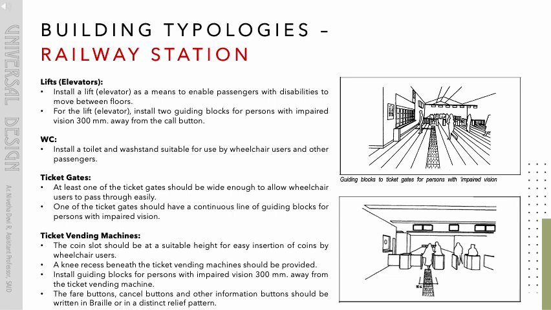Ticket vending machines. The coin slot should be at a suitable height for easy insertion of coins by wheelchair users. A knee recess beneath the ticket vending machines should be provided. Install guiding blocks for persons with impaired vision 300 mm away from the ticket vending machine. The fare buttons, cancel buttons and other information buttons should be written in braille or in a distinct relief pattern.